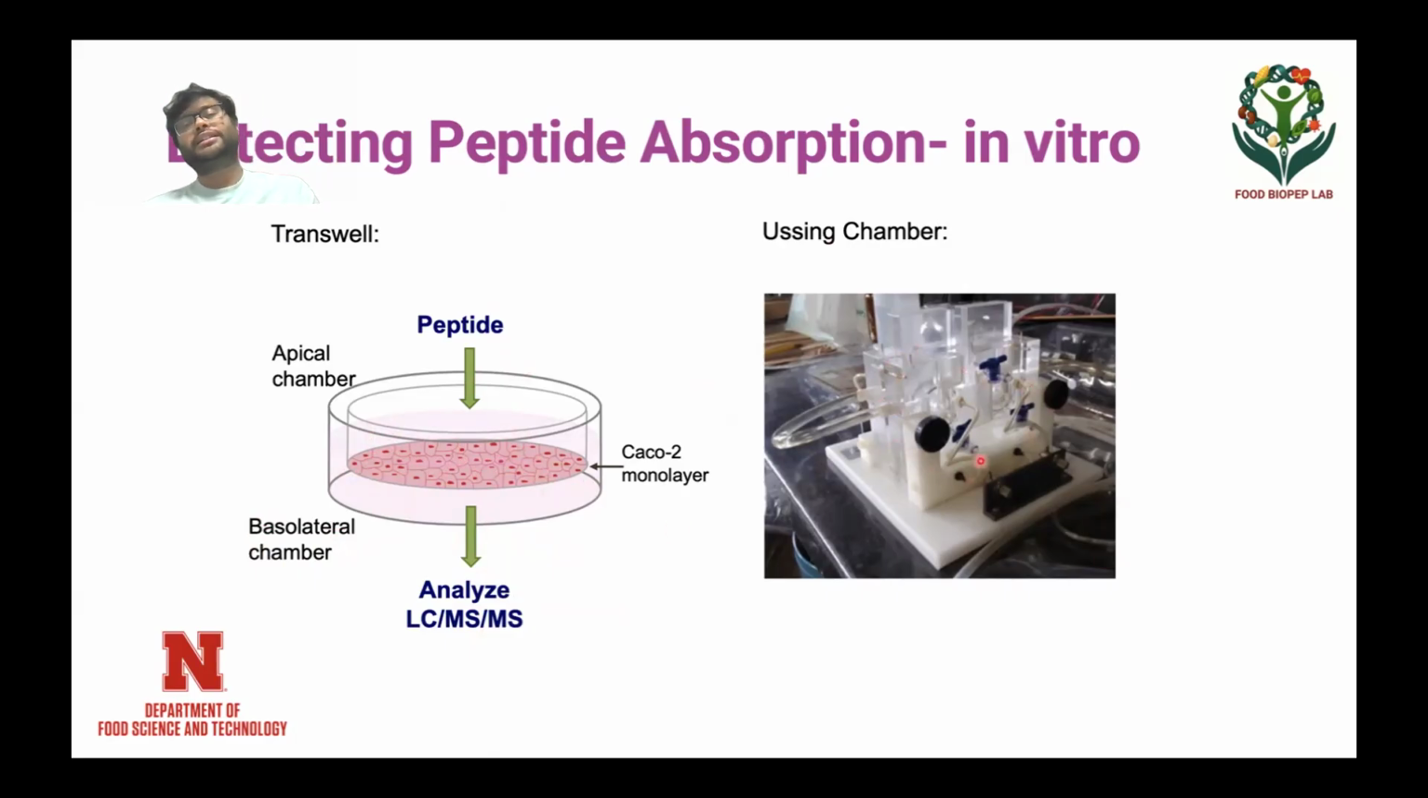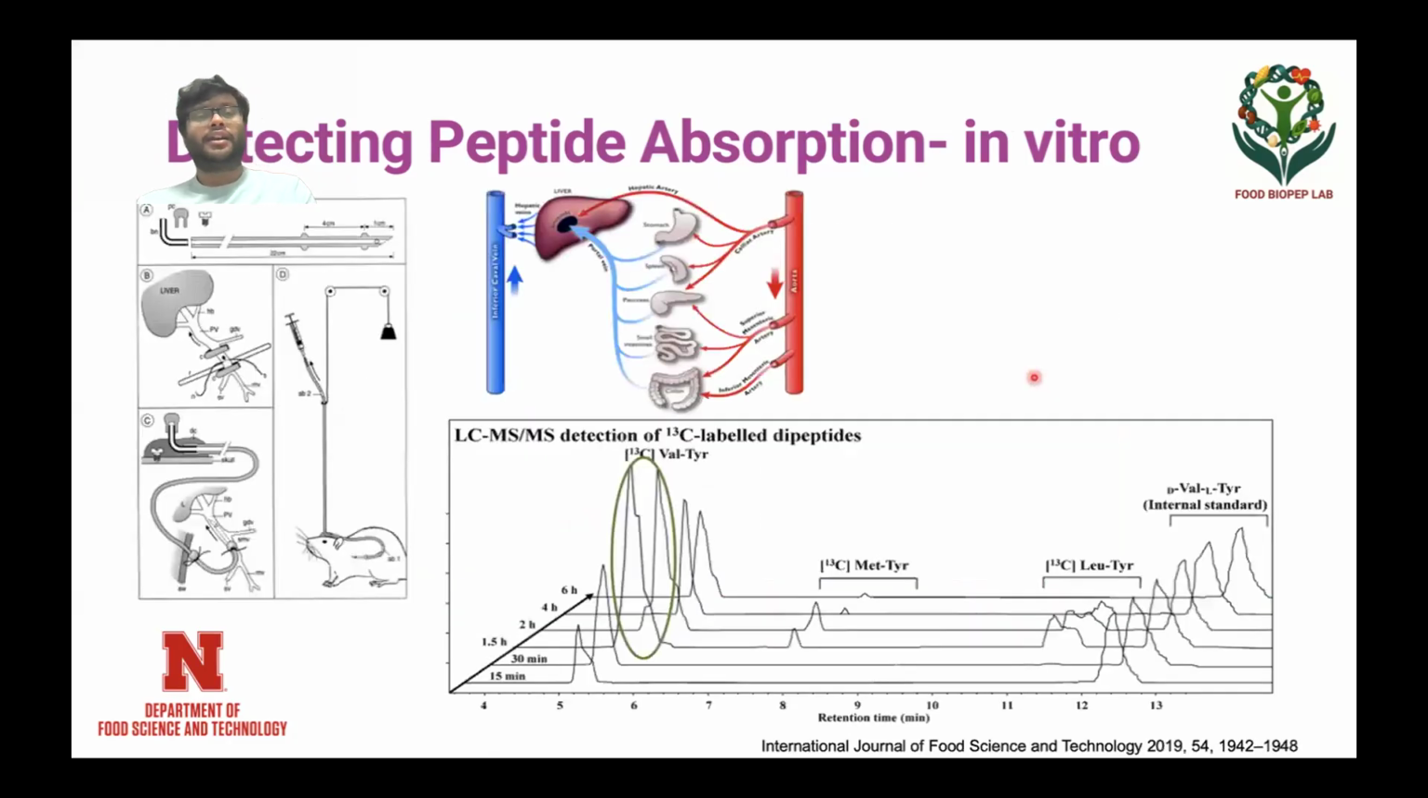You can also use this instrument called the Ussing chamber. It basically does the same thing, but you can use the gastrointestinal epithelial cells of a mouse, or just a portion of the GI tract, that you can put up here, and you can simulate the environment of the gut, and then it can absorb the proteins, amino acids, and peptides. Now, you can also detect how the peptide is going to be absorbed in vivo.